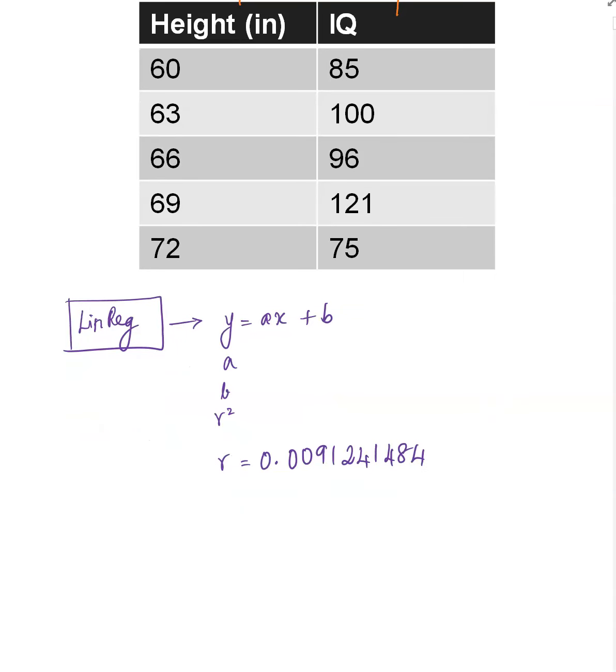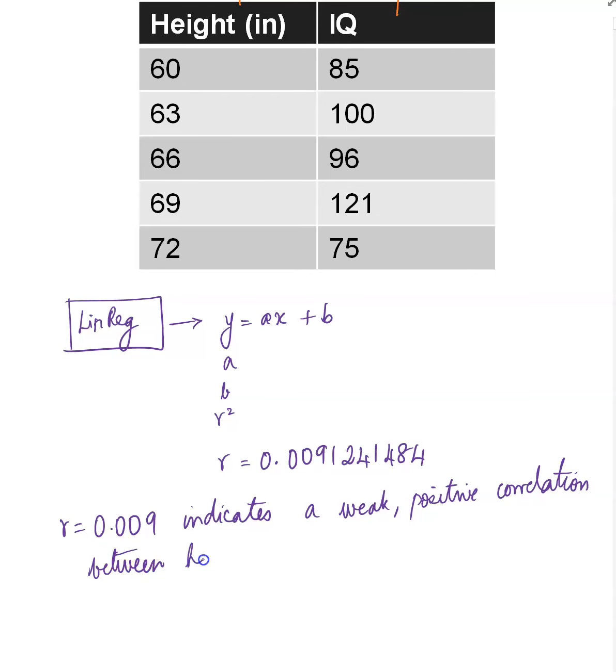Okay. R equals 0.009 indicates a weak positive correlation. So you're talking about the strength and the direction. So that's really important. Correlation between height and IQ.